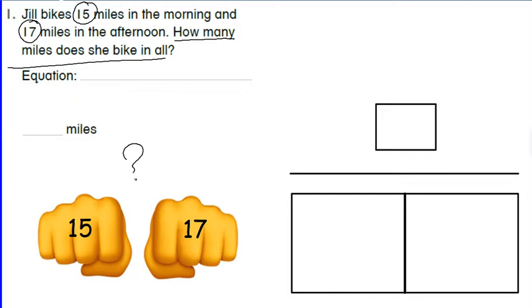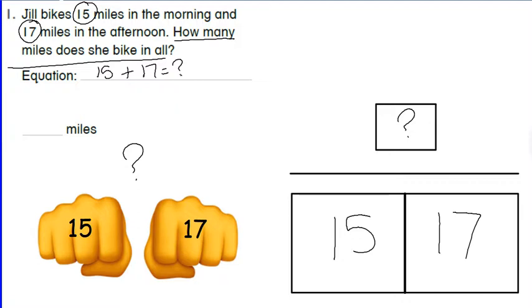So transfer what we just said over to our bar diagram. We don't know what the total is. We know that she biked 15 miles in the morning, 17 miles in the afternoon, and that's our bar diagram. So looking at the bar diagram, we can tell how the numbers are related. And once we figure out how the numbers are related, we can create our equation. And by looking at the bar diagram, it is 15 plus 17 equals question mark. We don't know what that total is.